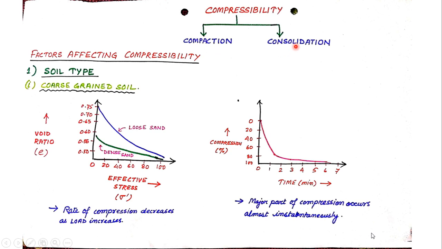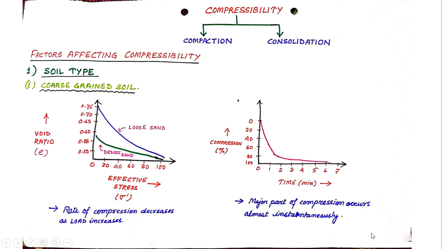All right. Now, before we discuss the concept of consolidation, let us first try to understand some of the factors that affect compressibility. The first factor is soil type. Now you know that soil is broadly classified as coarse grain soil and fine grain soil. So first let us see the effect of coarse grain soil on compressibility.